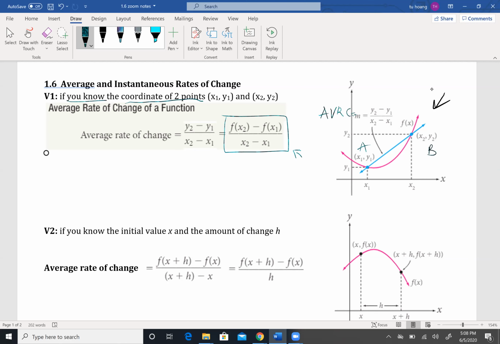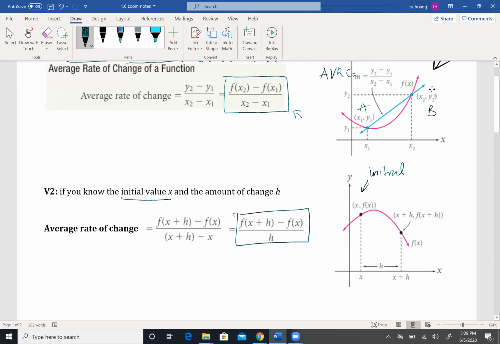For the other case, if you just know the initial value of x, say here is the initial point, and you just know how much it changed, the amount of change h, like it moved from the initial x to the point x plus h, then you have to use another version of the average rate of change, which is f(x plus h) minus f(x) over h.